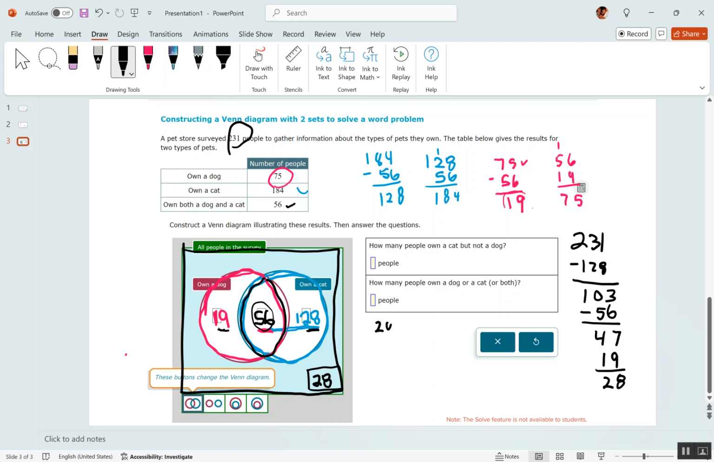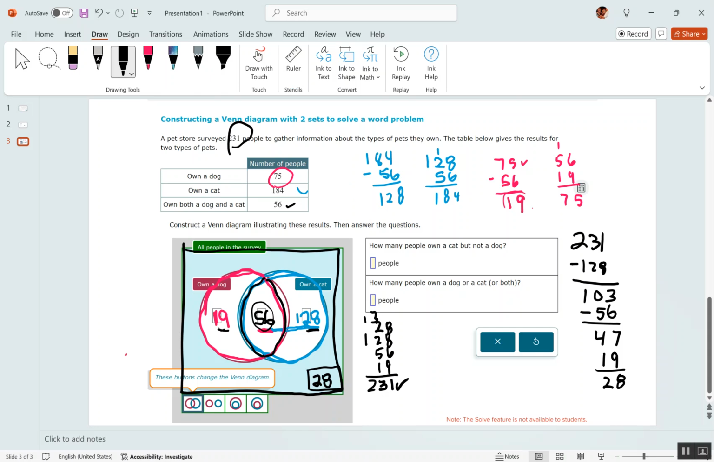So let's take it. 28 plus 128 plus 56 plus 19. 16 plus 6 is 22 plus 9 is 31. Carry the 3. 5, 6, 7, 12, 13. Okay, carry the 1. 1 plus 1 is 2, 231. So I've taken that 231 and used all this and split it up to see how many people were in each part of this.